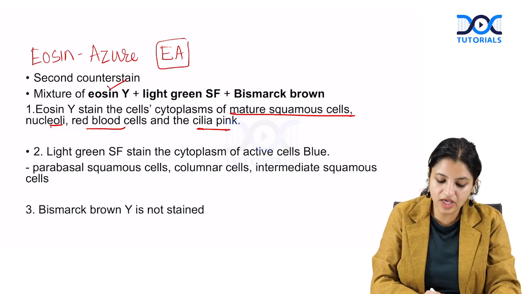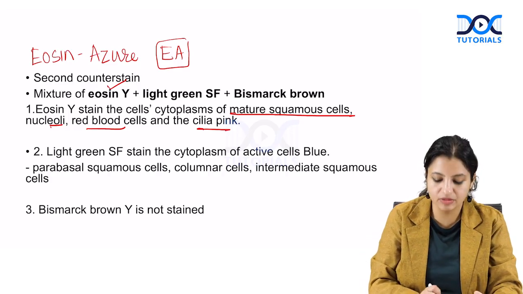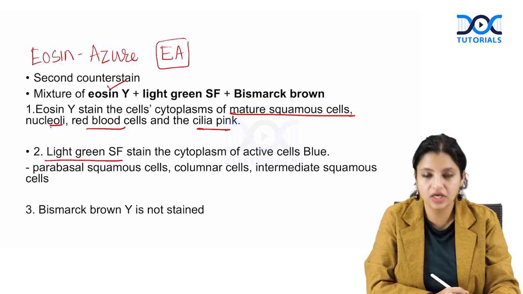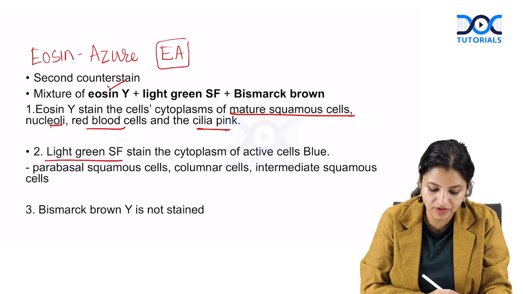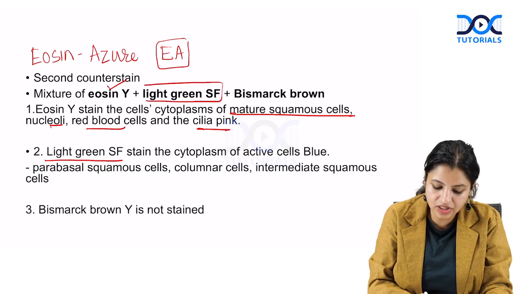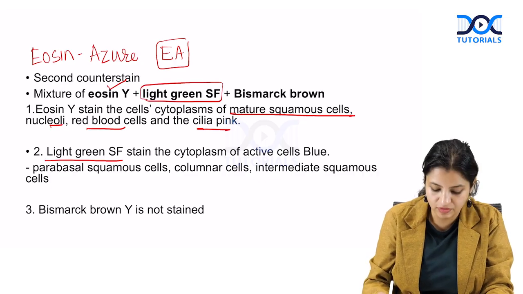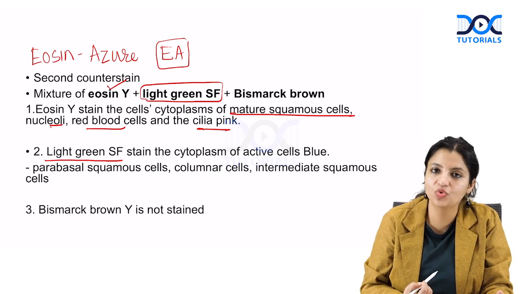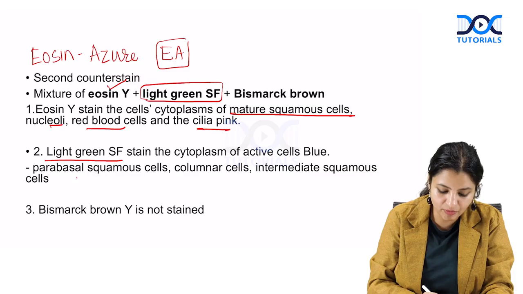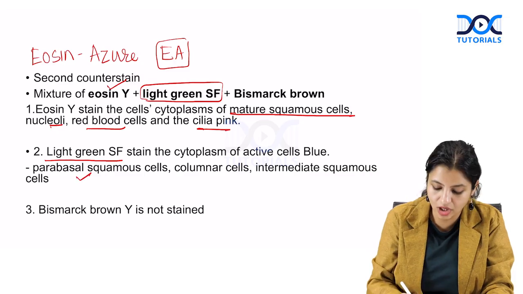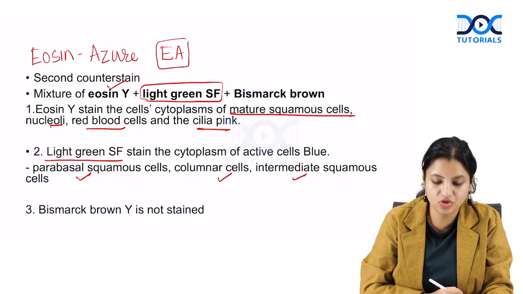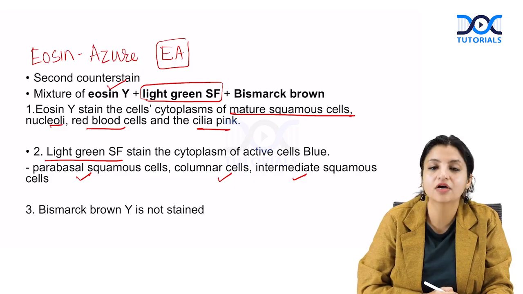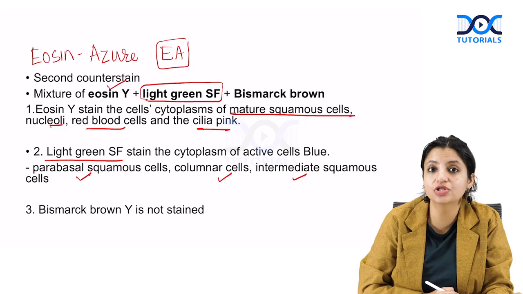Then we have eosin azure. Something has to give blue color, so for that we use light green SF. This basically stains the cytoplasm of the cells, and it gives blue color. Which color does it give? Blue color. So it stains the cytoplasm of parabasal squamous cells, columnar cells, and intermediate squamous cells, whereas hematoxylin usually gives blue color to the nucleus.